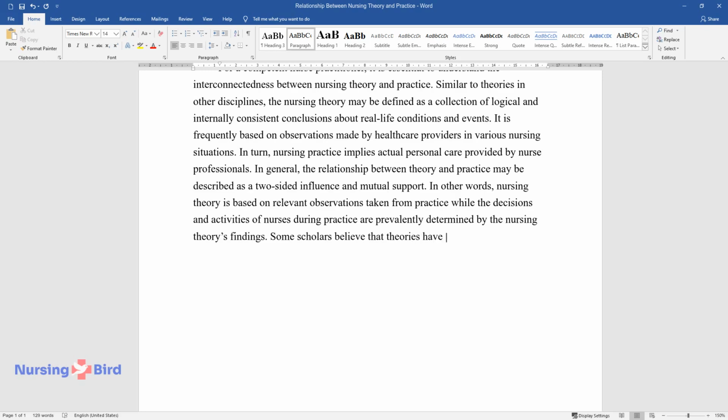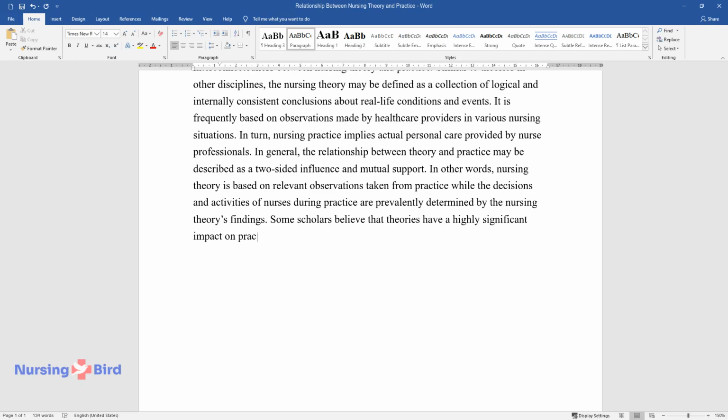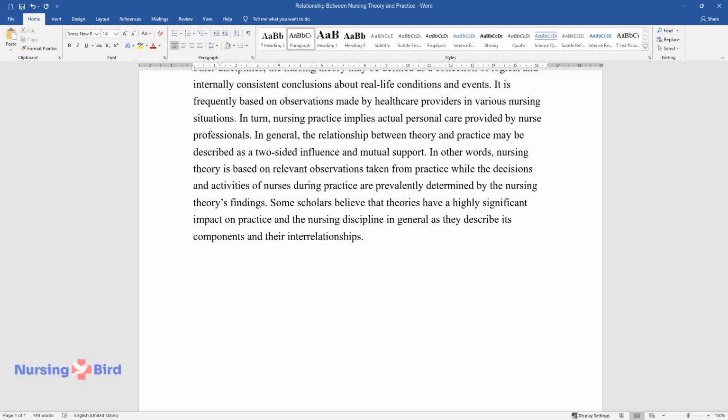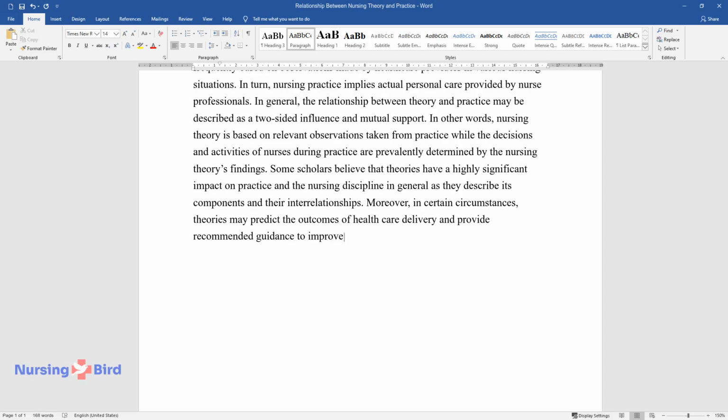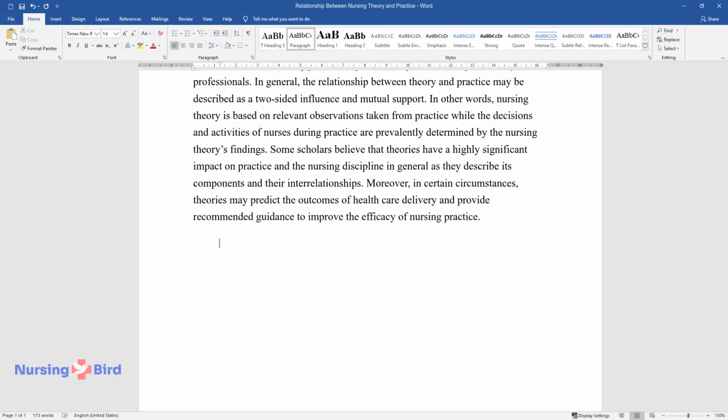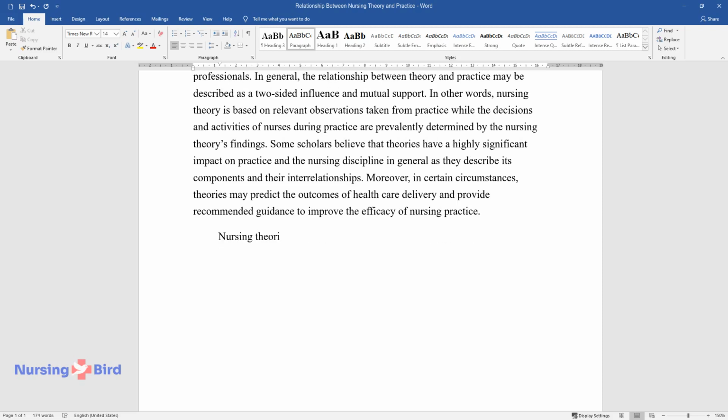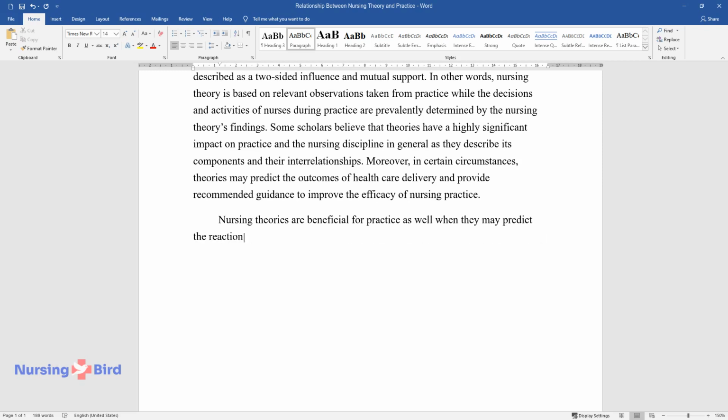Some scholars believe that theories have a highly significant impact on practice and the nursing discipline in general, as they describe its components and their interrelationships. Moreover, in certain circumstances, theories may predict the outcomes of healthcare delivery and provide recommended guidance to improve the efficacy of nursing practice.